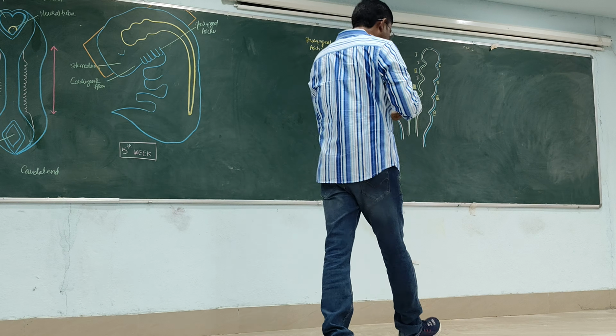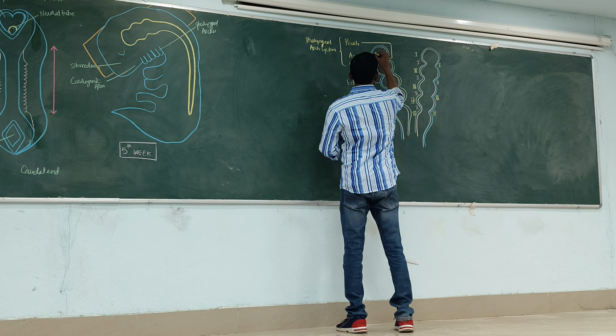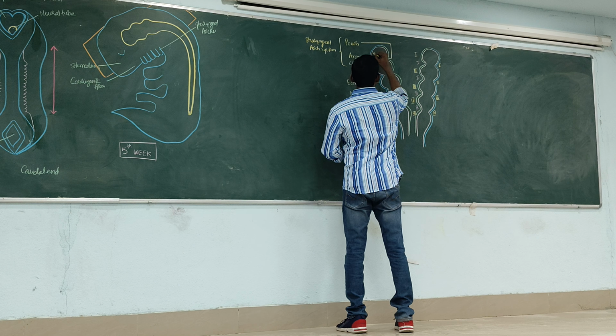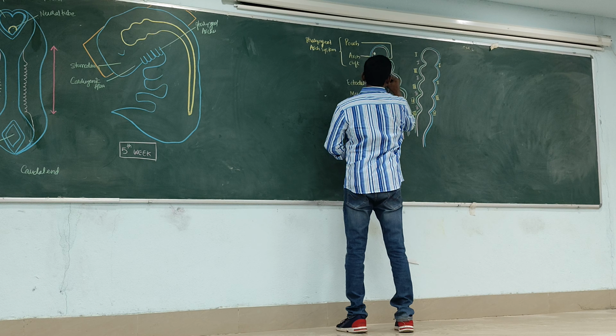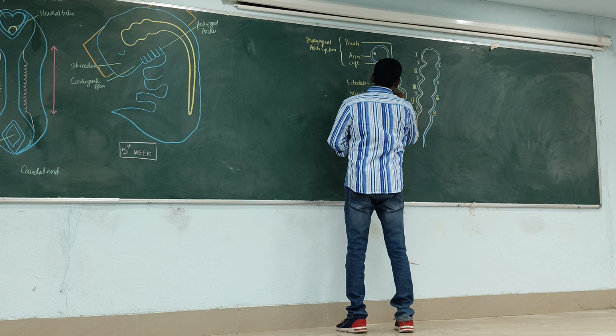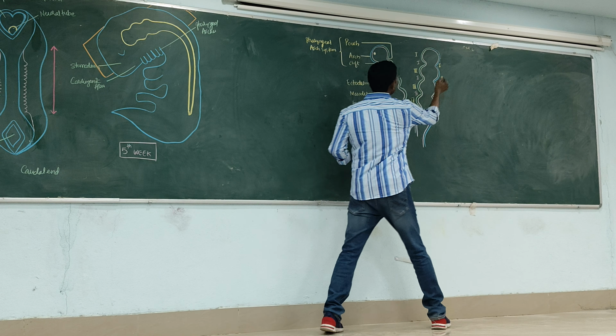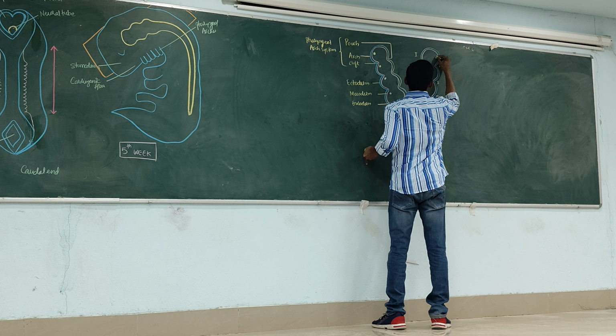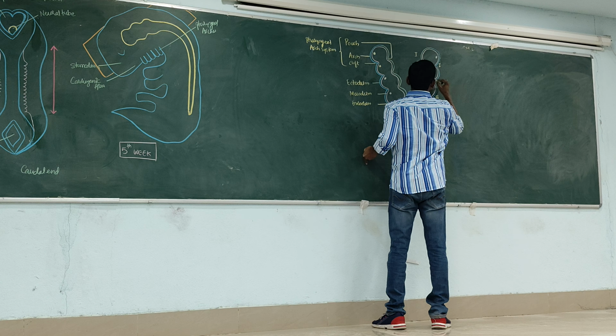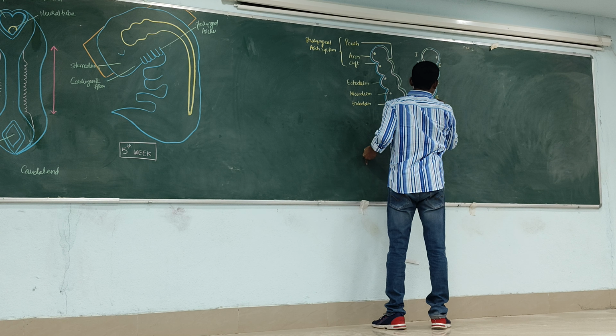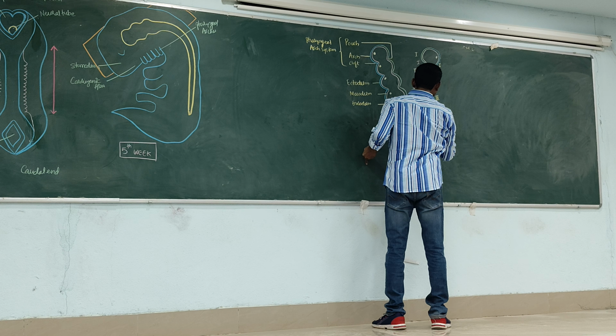Those three structures are, the lateral one will be here, the structure which is developing here, one structure, yellow in color. So 1, 2, 3, 4 and 5 nerves are developed. I will draw the same thing here. So 1, 2, 3, 4 and 5, right?